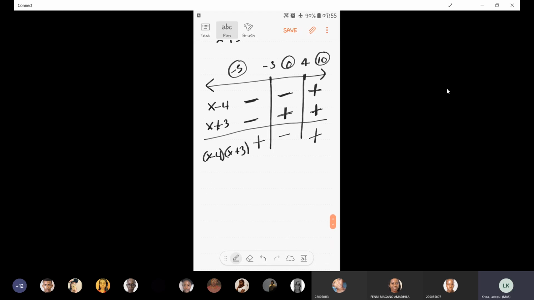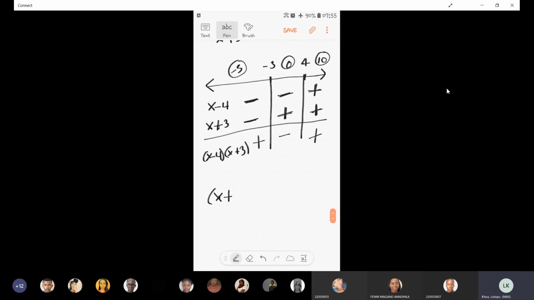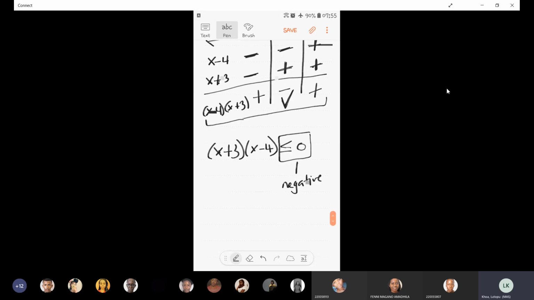So I write down my question again. This is x plus 3, x minus 4. This is less than or equal to 0. So I look at this part over here. Less than or equal to 0. This means I have negative. So I look in the last row. Where do I have a negative? Negative is over there. So it is the one in the middle.